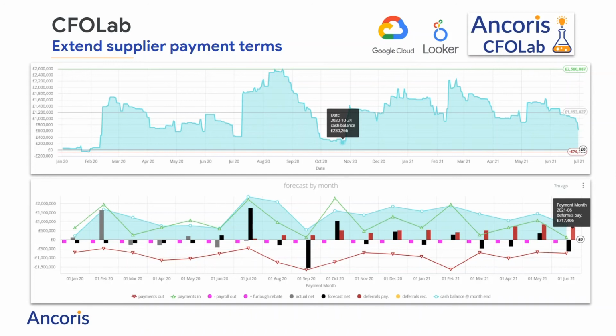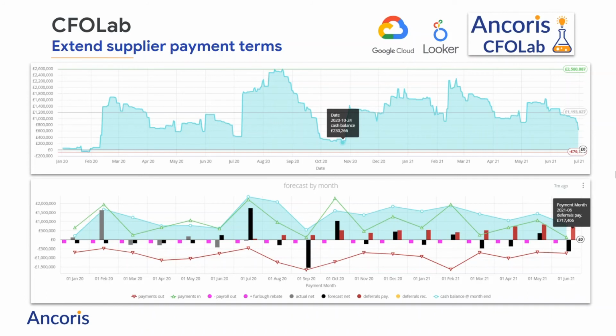However, there's an important implication. Unlike the furlough scheme, which was government funded, extending payment terms is simply deferring the payment. It still needs to be paid back. CFOLab computes these deferrals for you, shown here in the red bars. So where we started to extend those payment terms in June, you'll see that that starts to build up a deferred amount that we effectively owed that supplier.